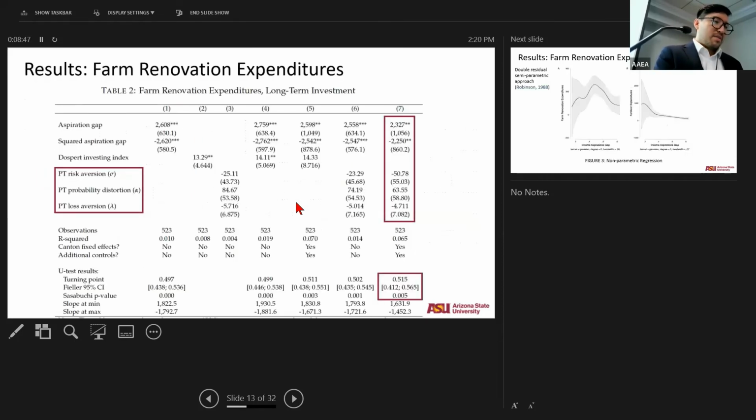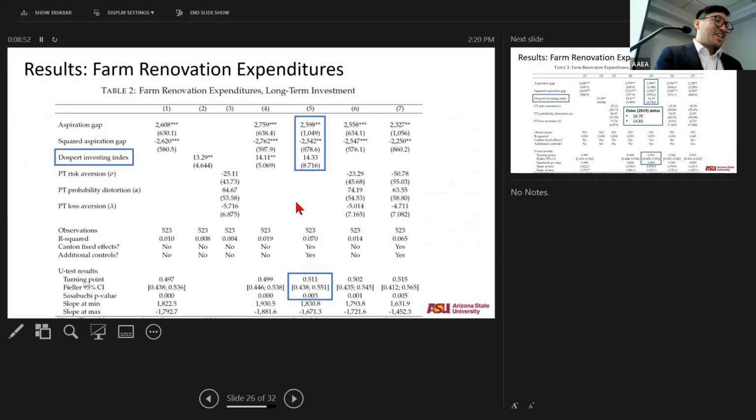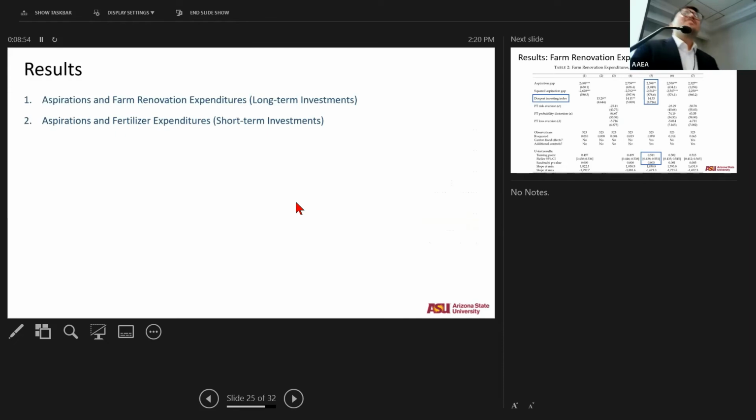Okay, I'm gonna skip this because this was the short version. So I'm gonna jump here. Okay, so I'm gonna show you 2 sets of results. First is the one where we link the aspirations gap and long-term investments. Remember that for long-term investments, we use farm renovation expenditures in cacao operations as our proxy.